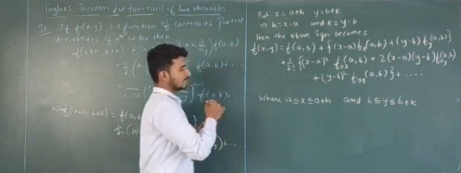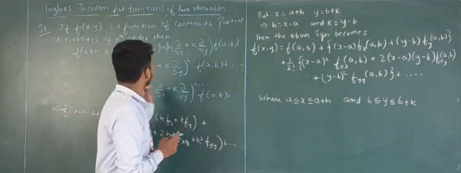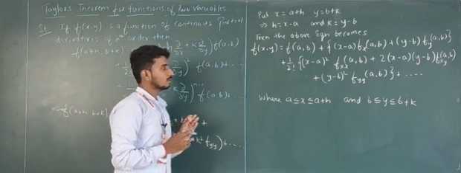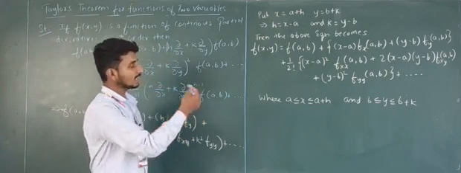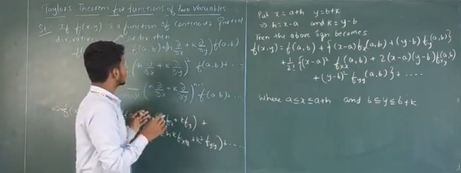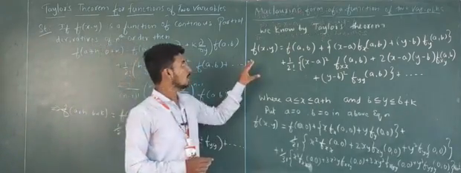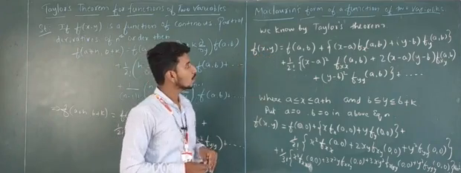This is the Taylor's theorem for function of two variables. Next we will study the Maclaurin's theorem for function of two variables, the Maclaurin's form for the function of two variables.